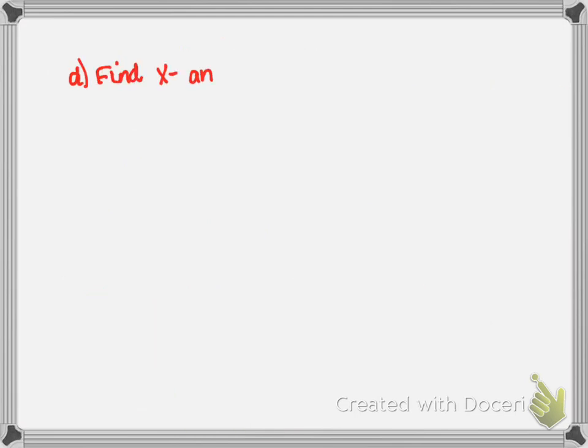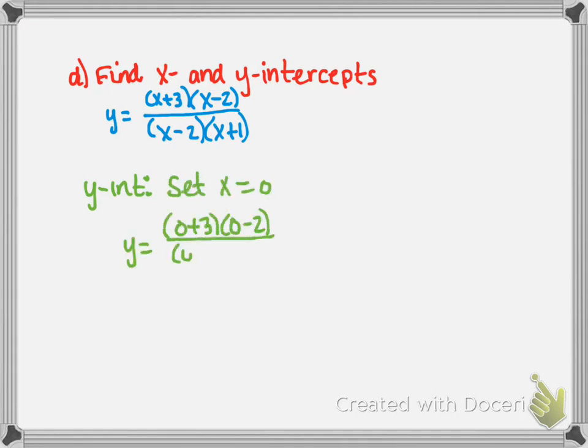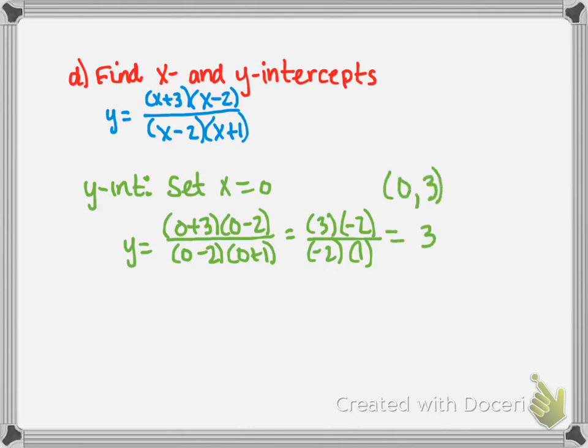Okay, next, let's find the x and y intercepts. So remember, we're using this function, and for the y-intercept, we set x equal to 0. So I get y equals 0 plus 3 times 0 minus 2 over 0 minus 2 times 0 plus 1. And we get y equals 3. So we have a y-intercept at 0, 3.